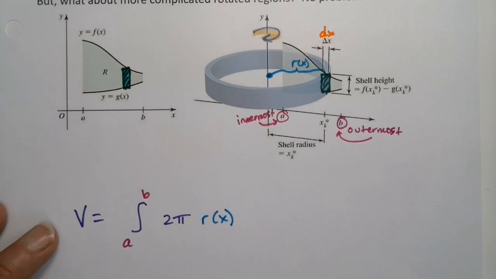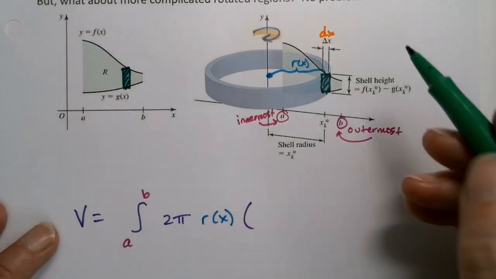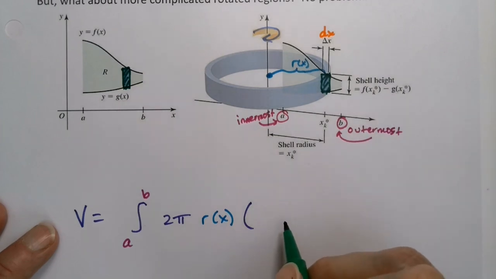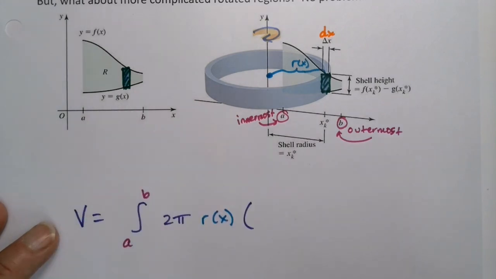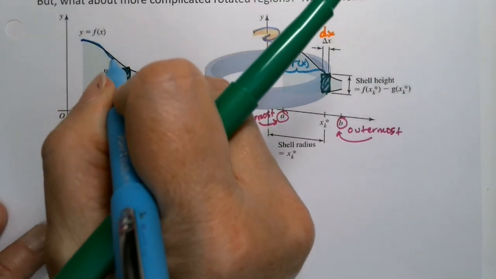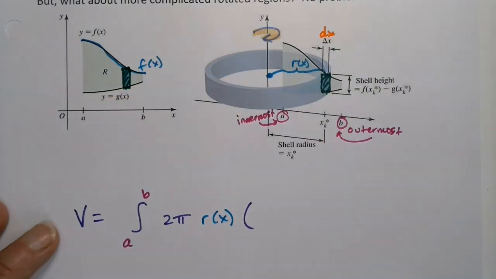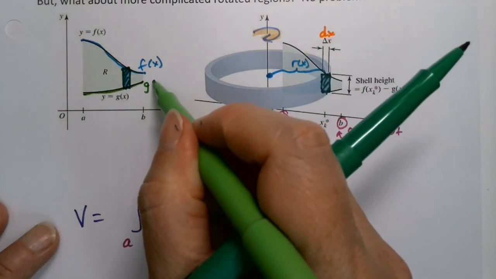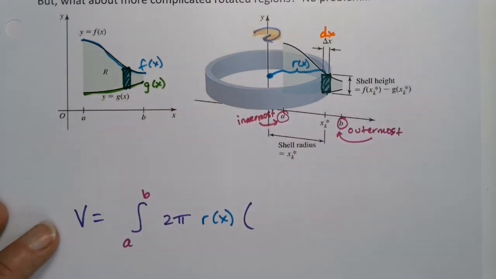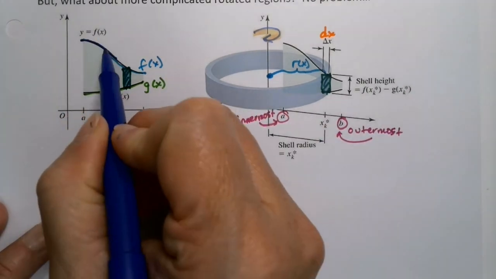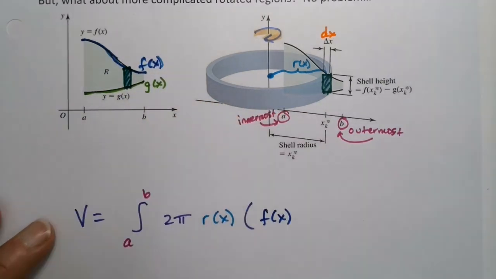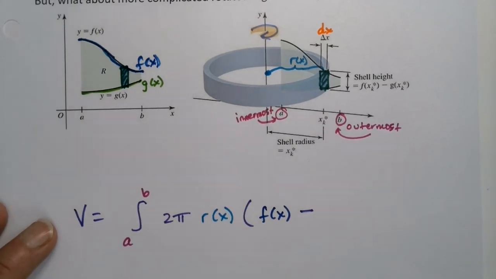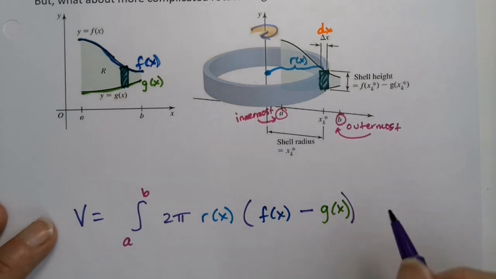What's going to be different is the height. The height is going to be one function minus another function, because you're going to take f of x, which is this curve up here, minus g of x, which is this curve down here. So for example, if this curve up here was f of x, and this curve down here is g of x, then you would take f of x minus g of x, dx.